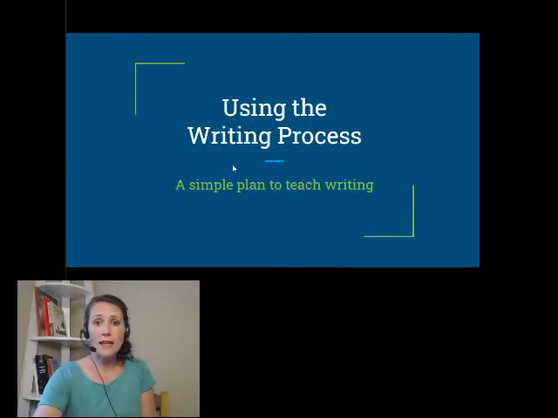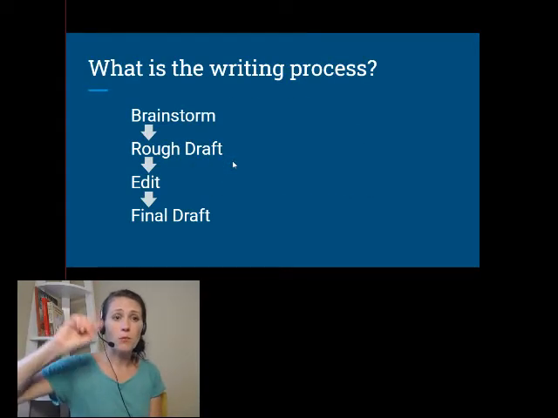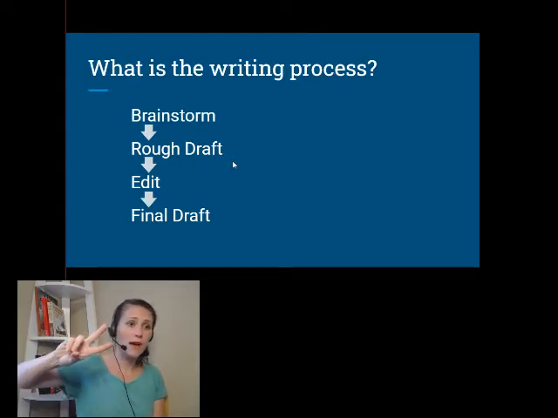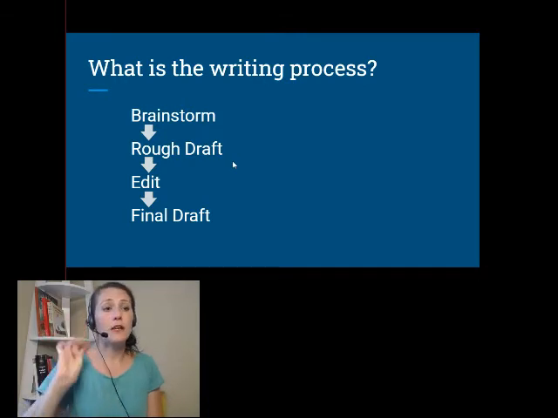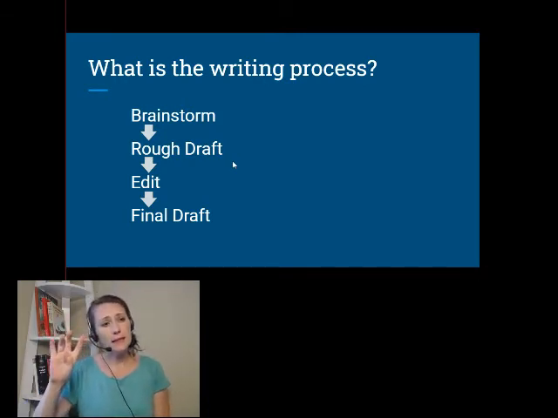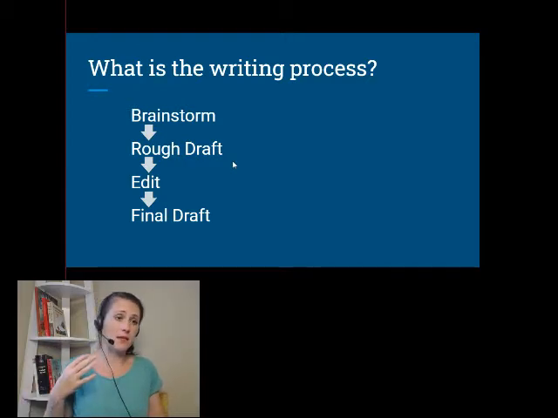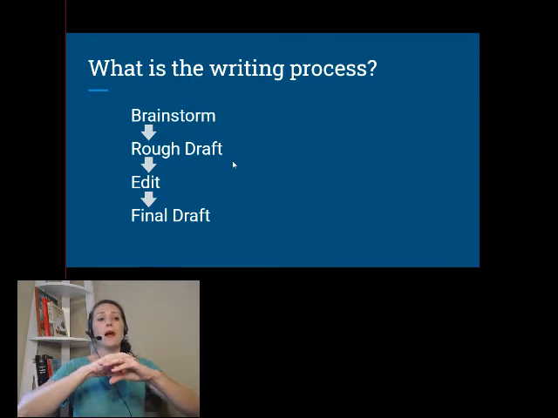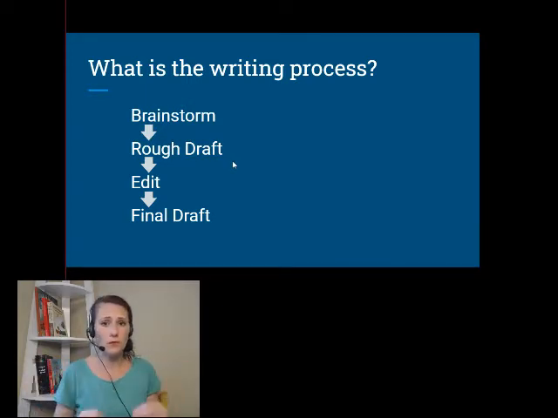So, the writing process is brainstorm, rough draft, edit, final draft. You might see these named differently depending on who you're talking to or what chart you're looking at, but these are kind of the most basic steps in the writing process.